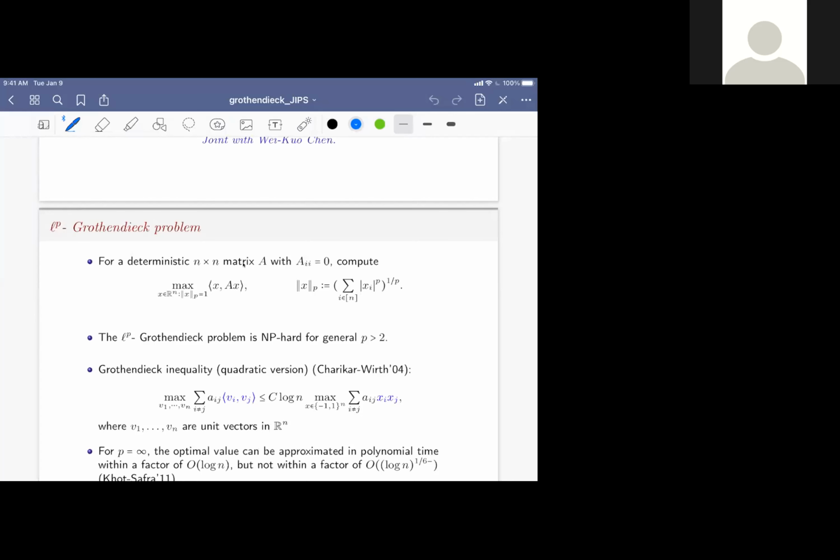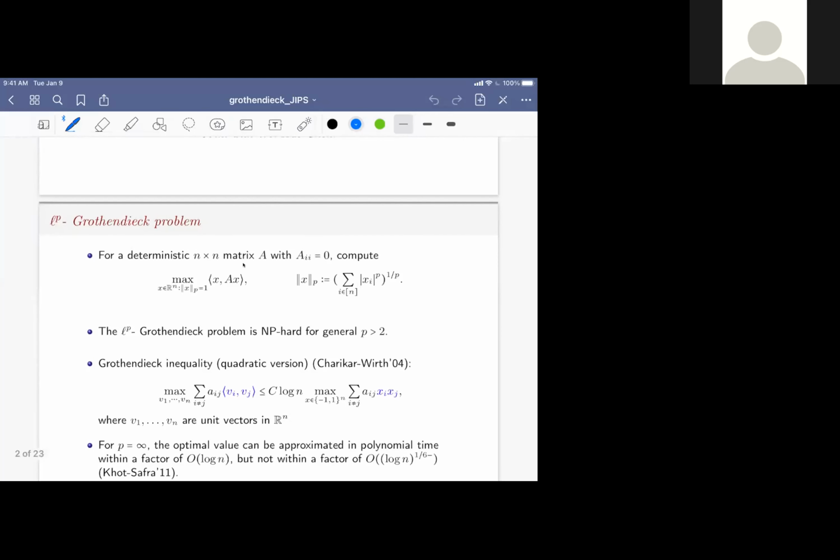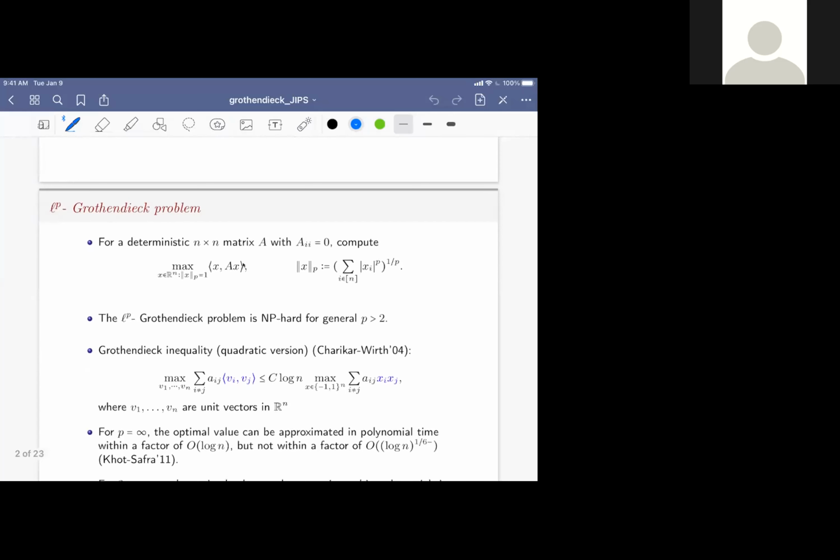For at least p equal to 2, we know that this is a very simple problem, because it corresponds to the maximum eigenvalue of the symmetrized matrix A, which can be computed in polynomial time. But for p bigger than 2, it is known that this LP Grothendieck problem is NP hard. It is well studied in the literature in the case when p is equal to infinity. In that case, we are optimizing over the n-dimensional discrete hypercube.